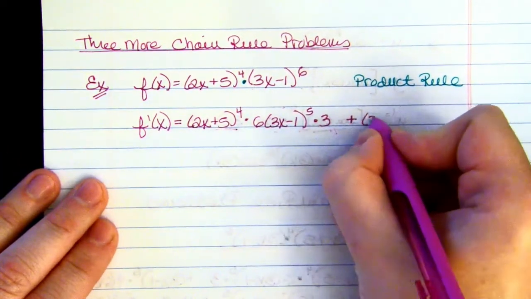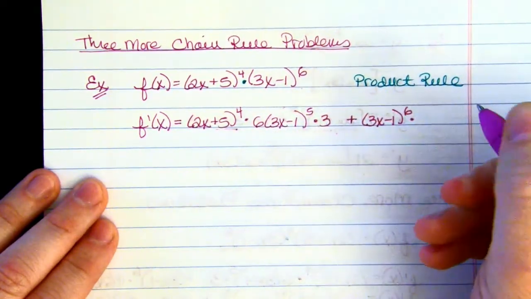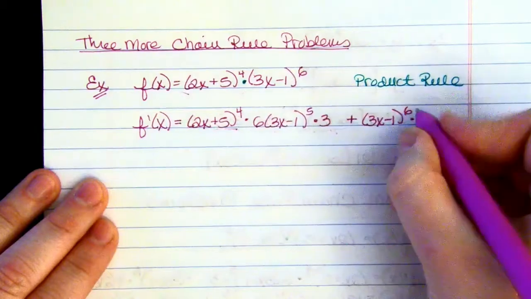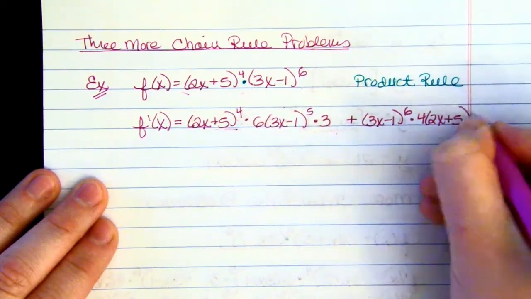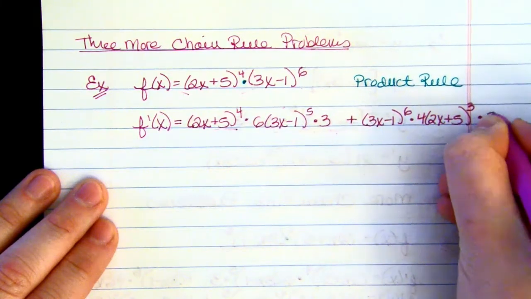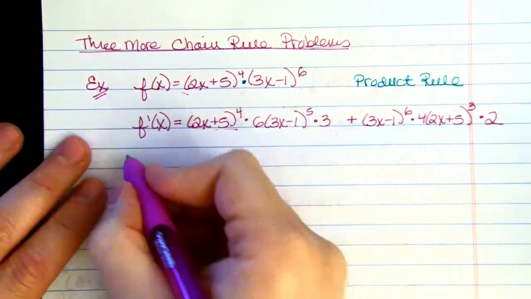Okay, second is (3x minus 1) to the 6th times derivative of the first. Again, I'm going to have to use chain rule on that. 4 times (2x plus 5) to the 3rd. And then by chain rule times the derivative of the inside, so times 2. I'm going to clean this up a little bit.